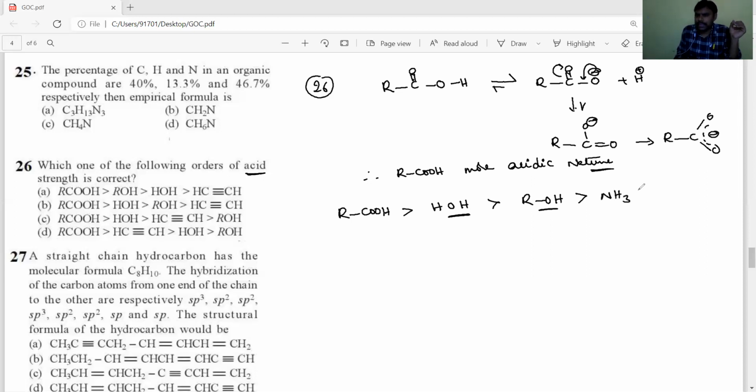That's why alcohols are weak acids when compared to water, and then ammonia, and then alkynes. You have to remember these, students, I am giving more information, and then alkenes, and then alkanes. So in the given question they asked a comparison of acids, water, alcohols and alkane. So the correct order is the B option. Okay students, let's see the 27th question.